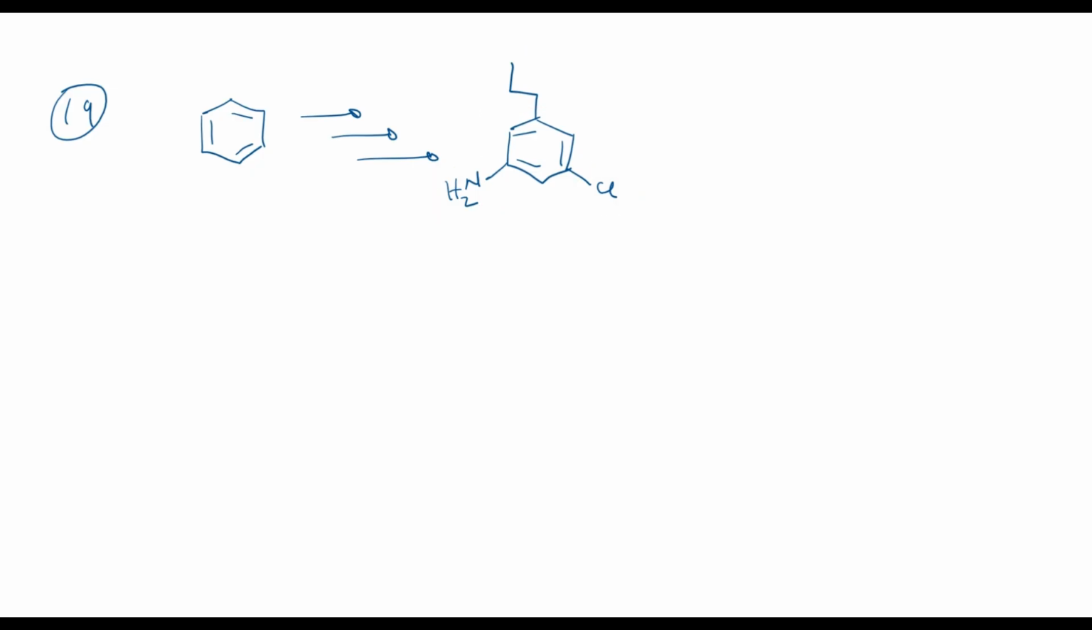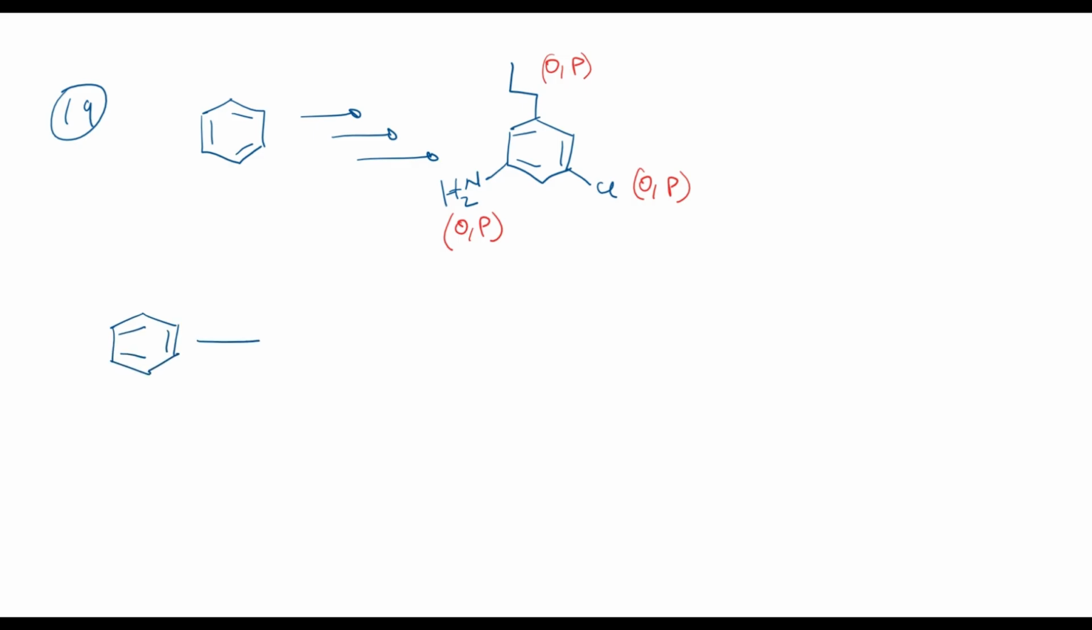So we need to identify what type of directors we have. So the chloro group is an ortho-para director. NH2 is an ortho-para director. And the propyl group is also an ortho-para director. However, these groups are meta position from one another. So that makes it difficult. Now, what to do would be to attach a meta director first, and that would direct the other groups to the meta positions.